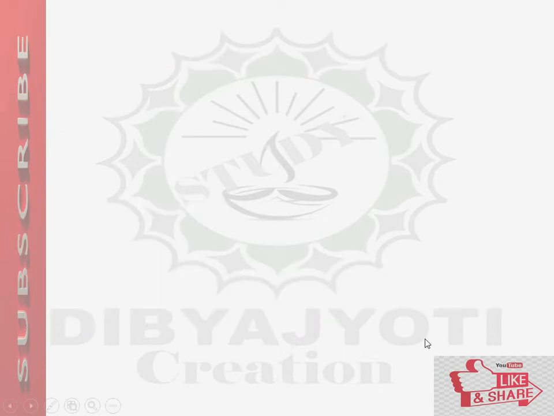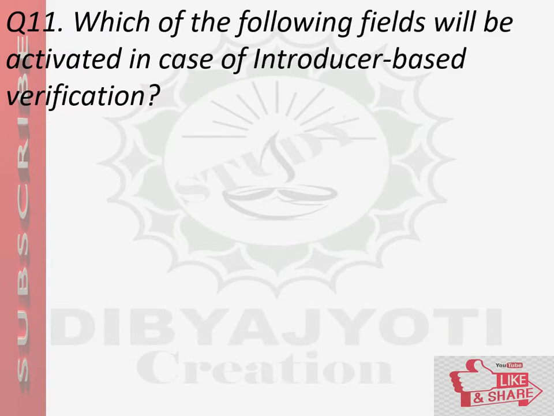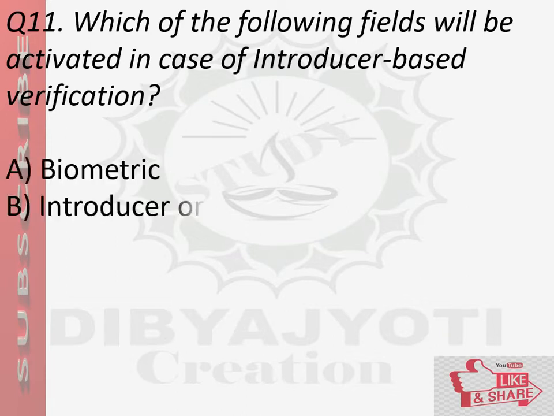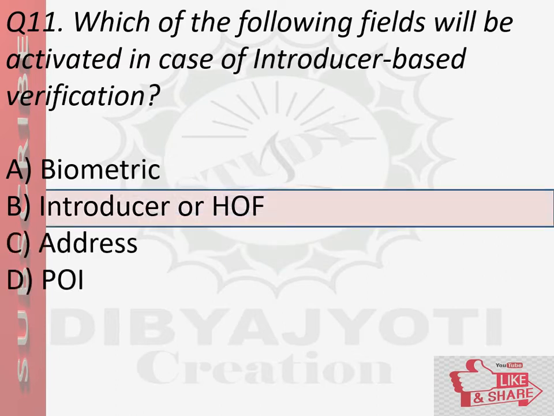Okay, next. Question number 11. Which of the following fields will be activated in case of introducer based verification? Option A, biometric; option B, introducer or HOF; option C, address; option D, POI. And the answer is option B, introducer or HOF.